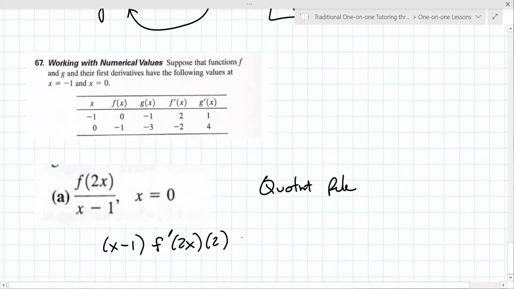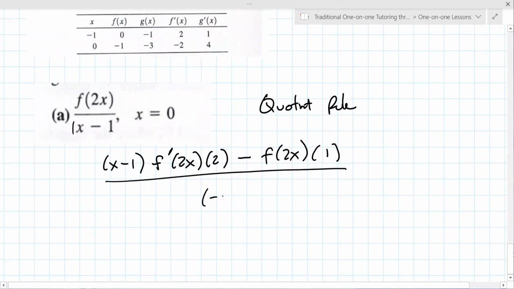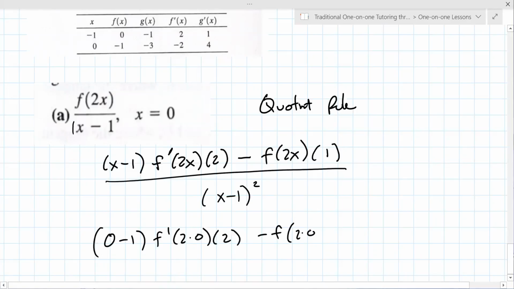Over. Minus, you got the top now, the rest of it. So what's the derivative of the bottom? Just 1. Okay. And then it's x minus 1 squared. Yes. Now, very important that you put the number 0 in for x, and then just see where you're at. So it's 0 minus 1 times f prime of 2 times 0 times 2 minus f of 2 times 0, over 0 minus 1 squared.